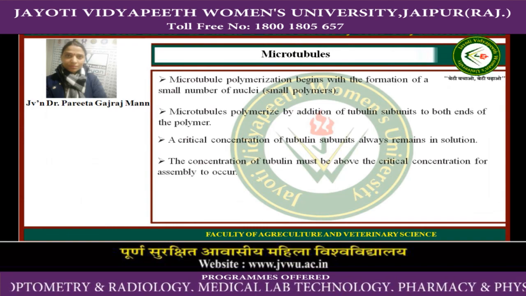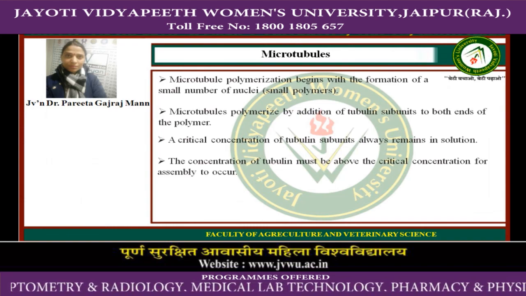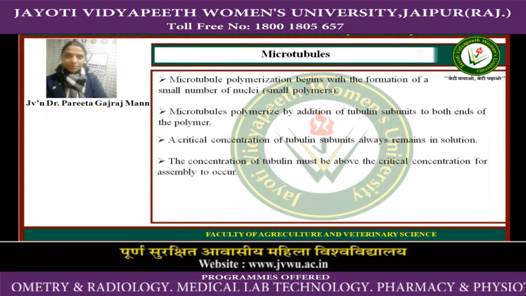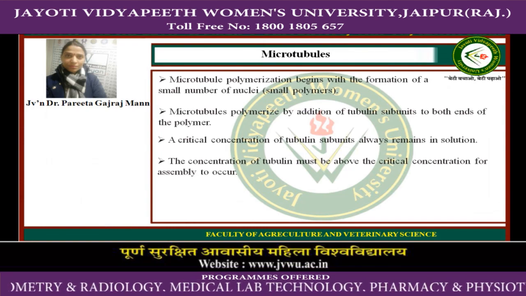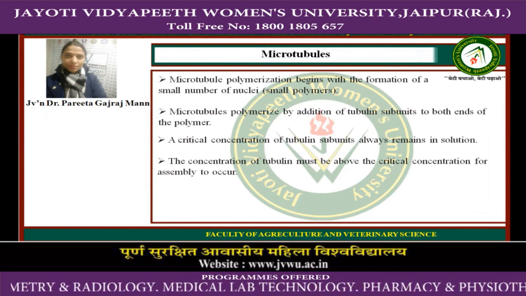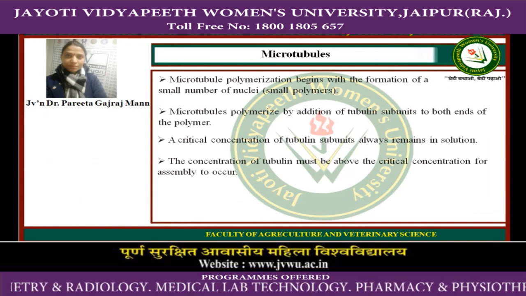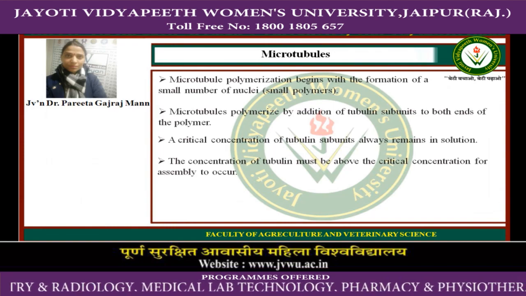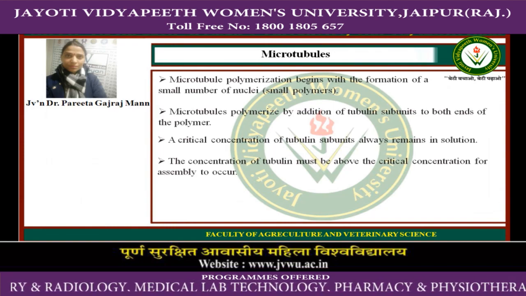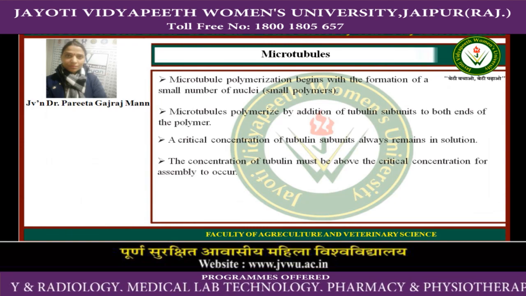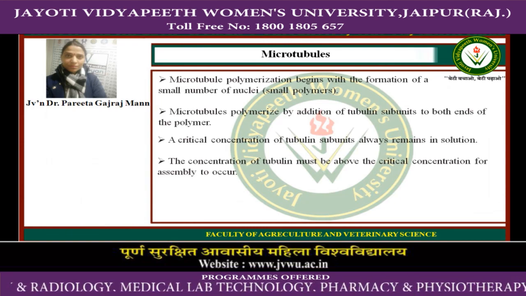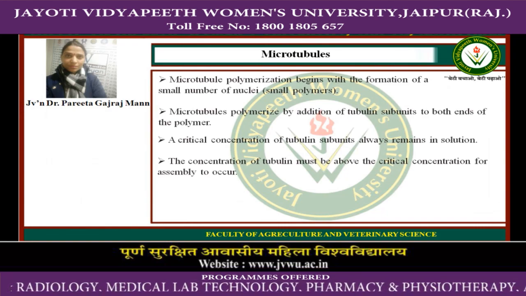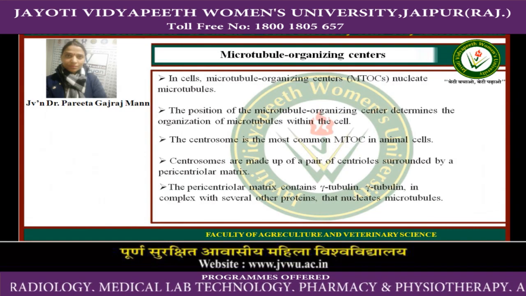Microtubule polymerization begins with the formation of a small number of nuclei, that is, small polymers made up of some subunits of alpha and beta dimer. Microtubules polymerize by addition of new tubulin subunits to both ends of the polymer. For polymerization, a critical concentration of tubulin subunits always remains in solution, so the concentration of tubulins must be above this critical concentration of soluble tubulin subunits.